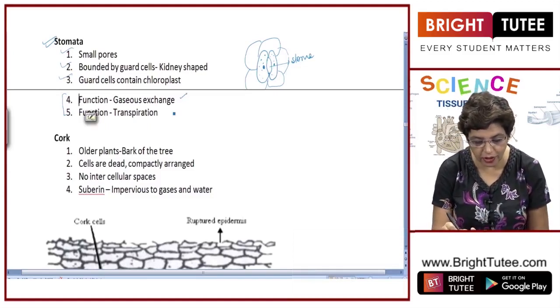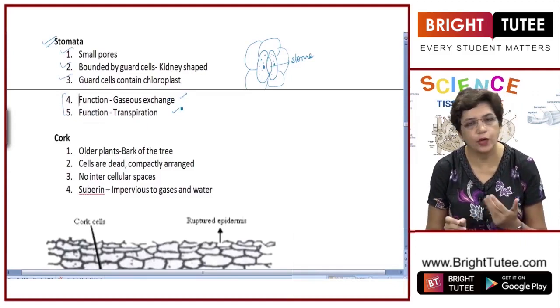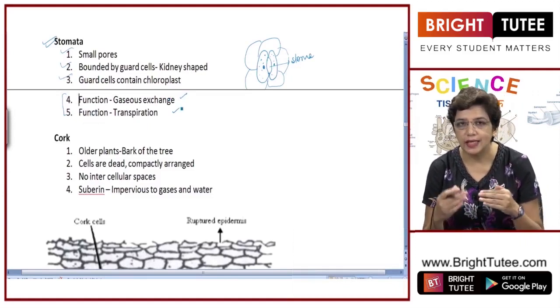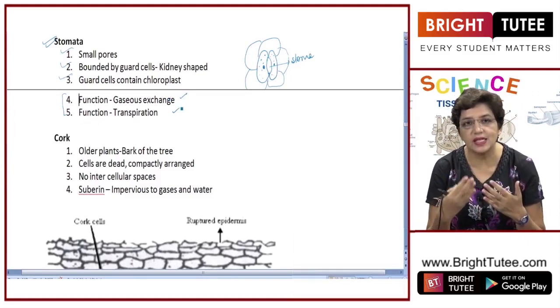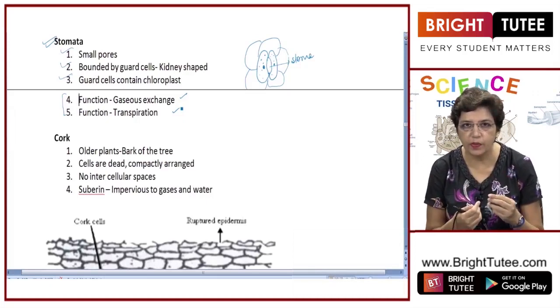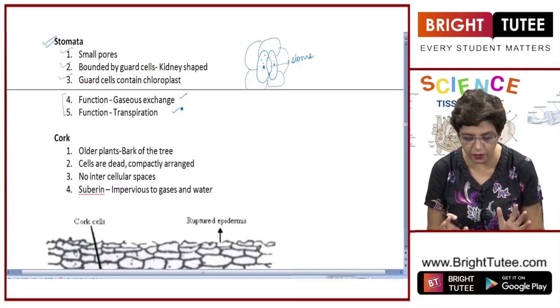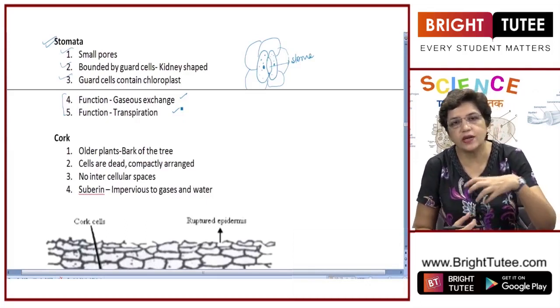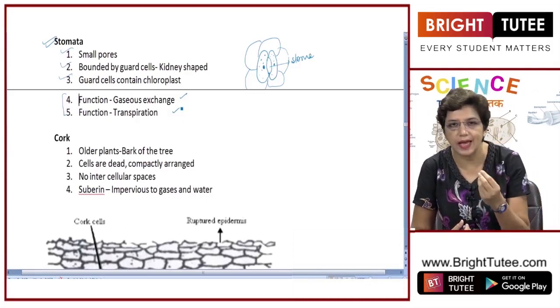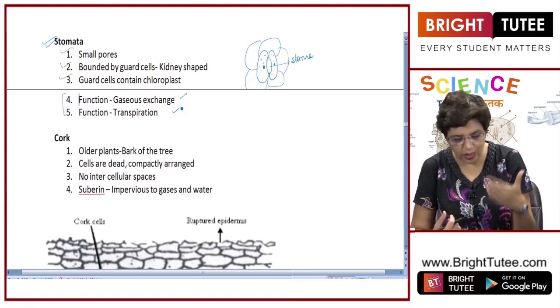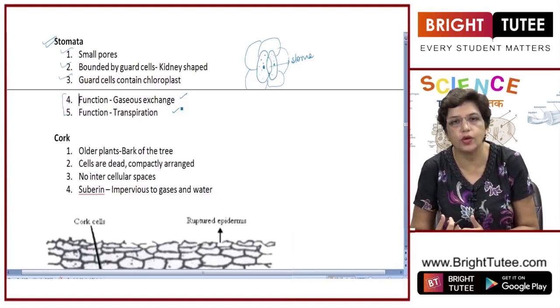Another important function is transpiration. I hope you know what transpiration is. That is releasing excess water in the form of vapors through stomata. This transpiration is a very important function. It creates a suction pull in the xylem. We'll study about xylem later on.